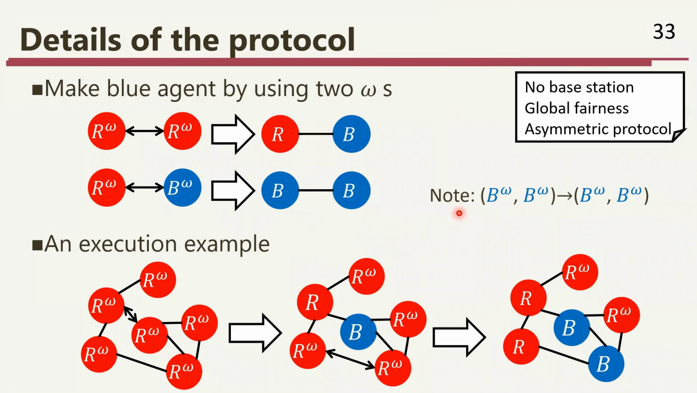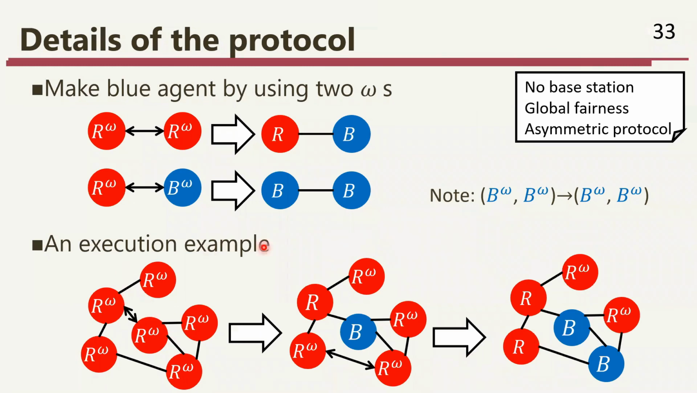Note that if two agents with B omega interact, they do not change their color because they are already blue. Since initially all agents have omega and their color is red, after all omegas are deleted by these transitions, half of all agents become blue and the other half of all agents keep red. Thus, the uniform bipartition is completed.